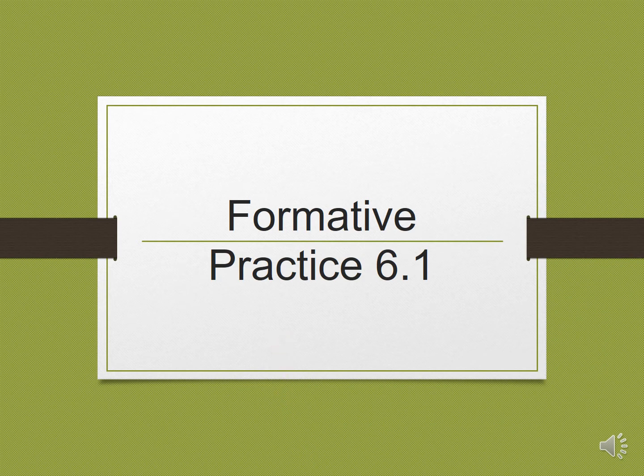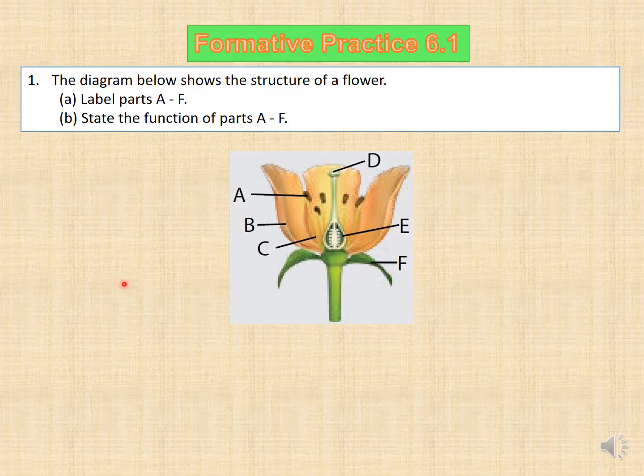Formative practice 6.1. The diagram below shows the structure of a flower. Label parts A to F and then state the functions of parts A to F. A is anther, B is petals, C is filaments, D is stigma, E is ovary, and F is sepals.